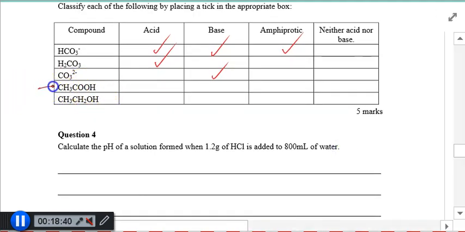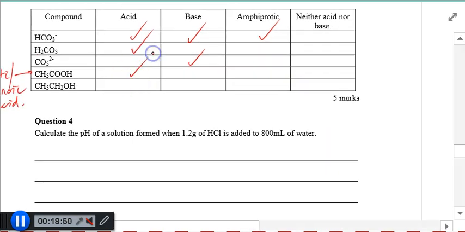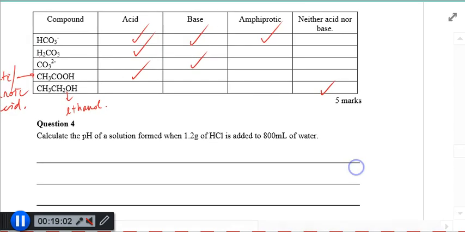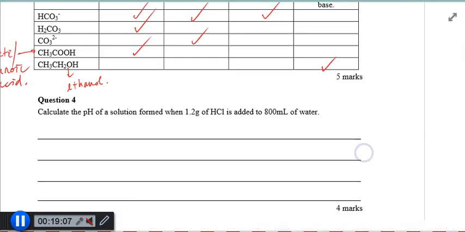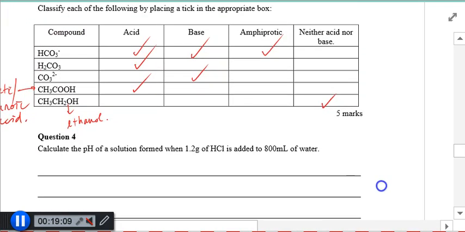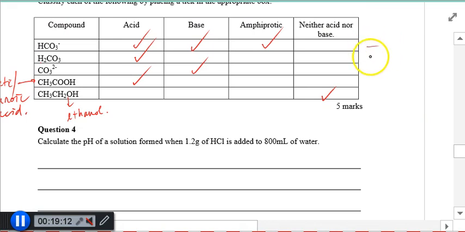Acetic acid here, so this here you should also know is acetic or ethanoic acid. This is a standard weak acid, find it in vinegar. And this here is ethanol. Technically, ethanol is a super weak acid, but I think we'll consider it neither an acid nor a base. I don't think we talk about alcohols at this level as being acids at all. Okay, so you only get 5 marks, I guess, if you get all the rows correct.